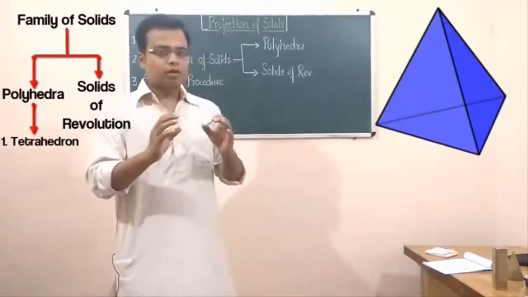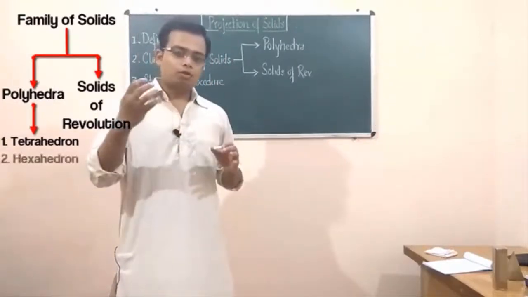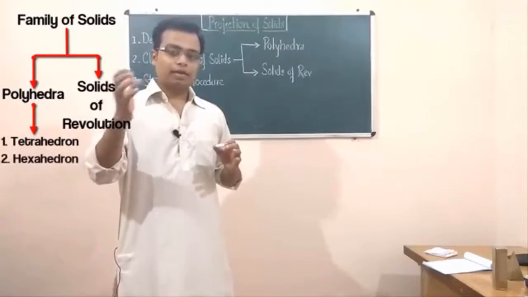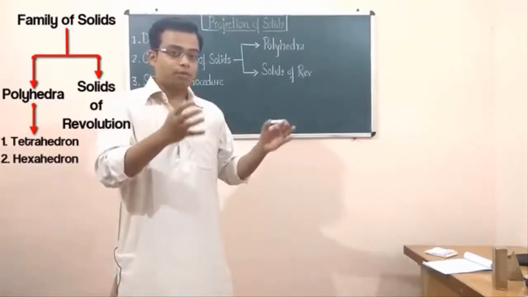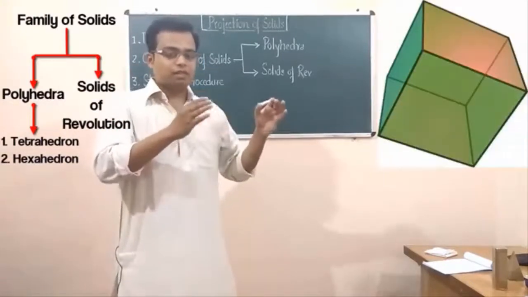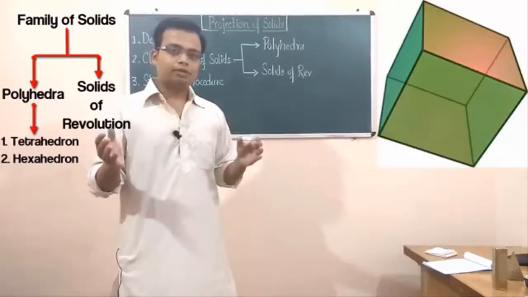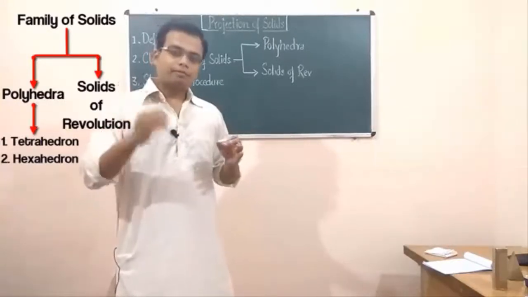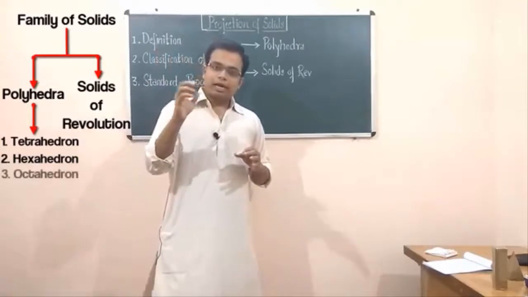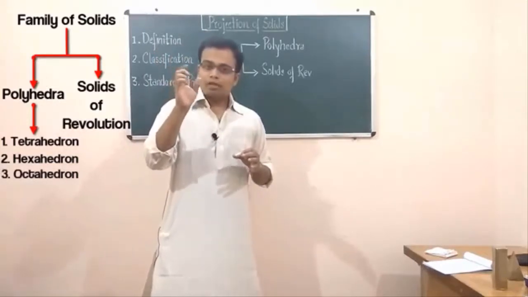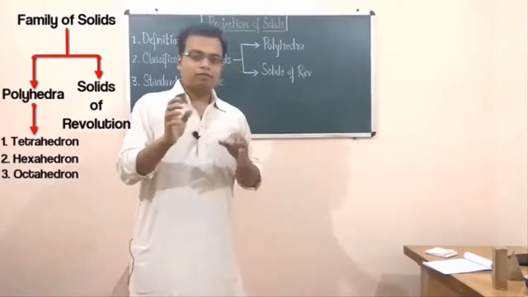After tetrahedron is the hexahedron. Well, hexahedron is also popularly known as a cube. When you speak of a hexahedron, it has six faces. All of them are equal squares. Then number three, it's an octahedron. And from this word octa, you must have recognized that octa refers to 8.